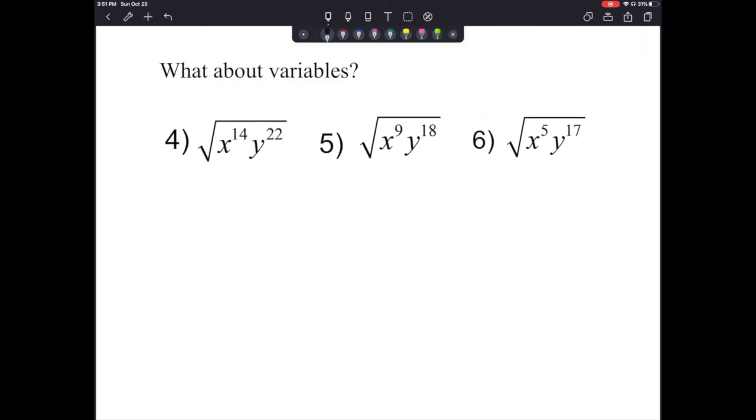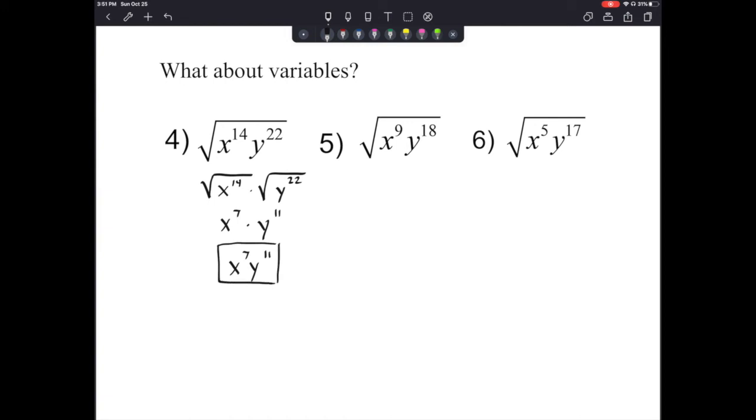Now let's look at some more. Now we've got a couple variables in here. So we could treat this as the square root of x to the 14th times the square root of y to the 22nd, just like we did with some of the other problems. And when we split those and then take our square roots, this is going to be an x to the 7th times y to the 11th. So x to the 7th, y to the 11th is our answer.